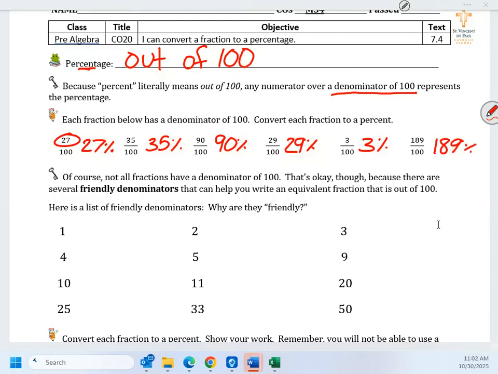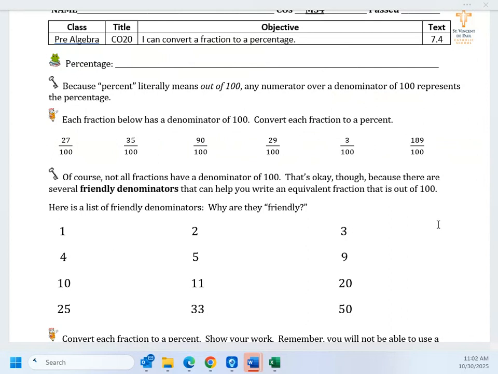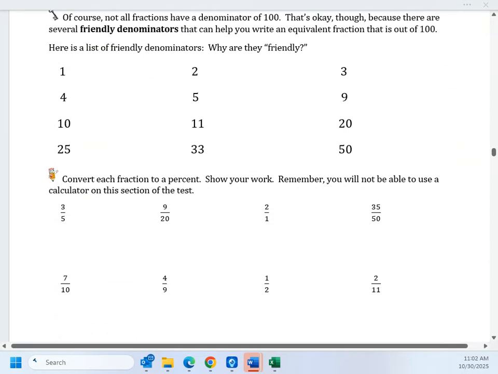Okay, those are the easy ones. They're not always going to be that easy. We're going to have denominators that are not 100, and we need to figure out how to convert those to percentages. So if it's not 100, we have a lot of friendly denominators. Friendly denominators are those denominators that we can turn to be 100 easily. So it might be close to 100, like 33, okay? 33 and 9. We can't get exactly to 100, but we're going to get super close.